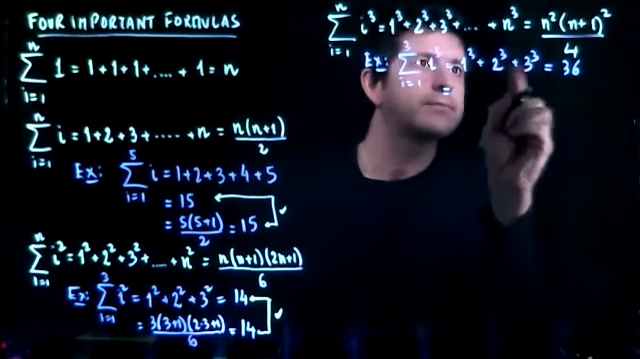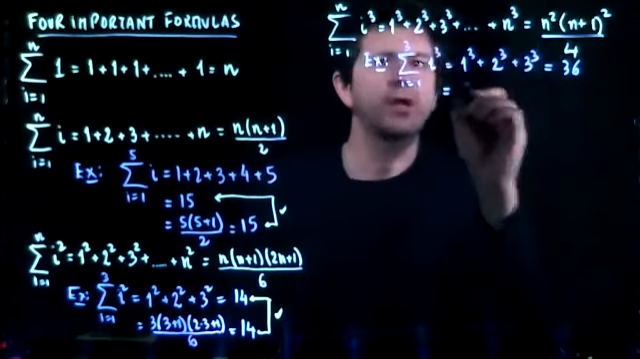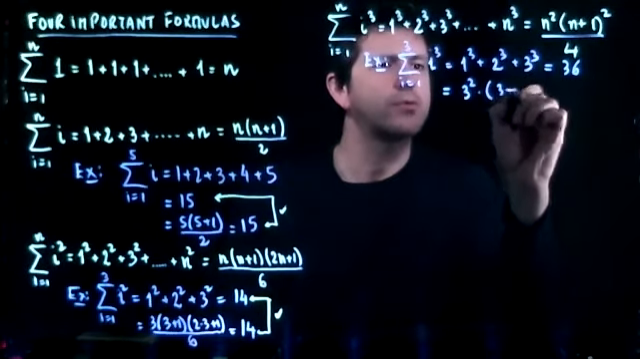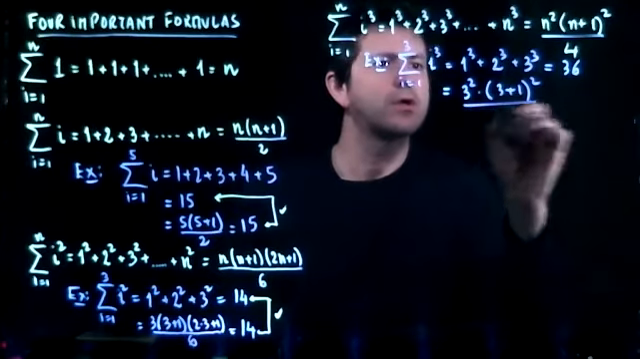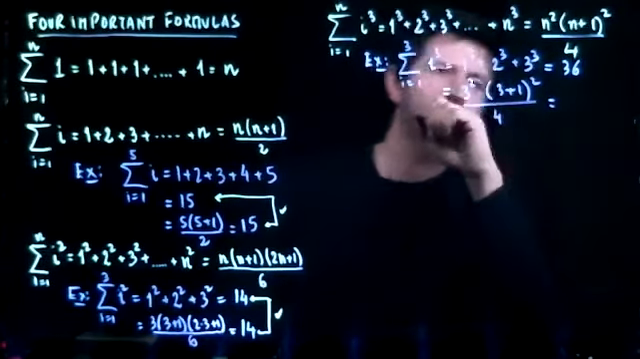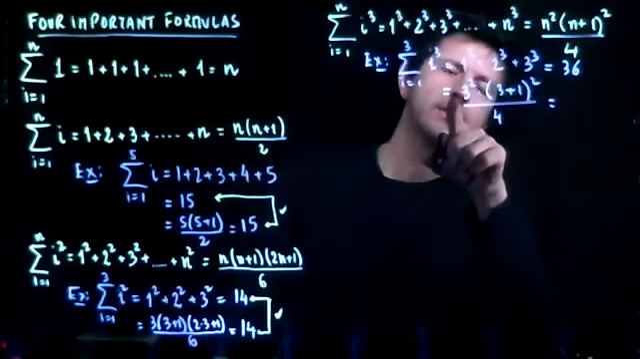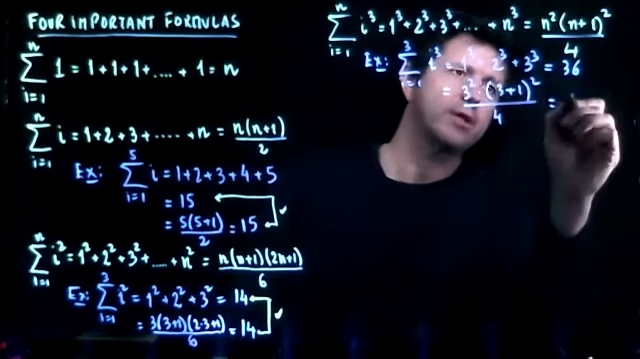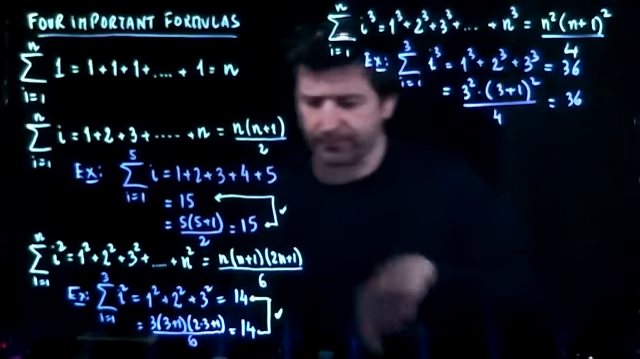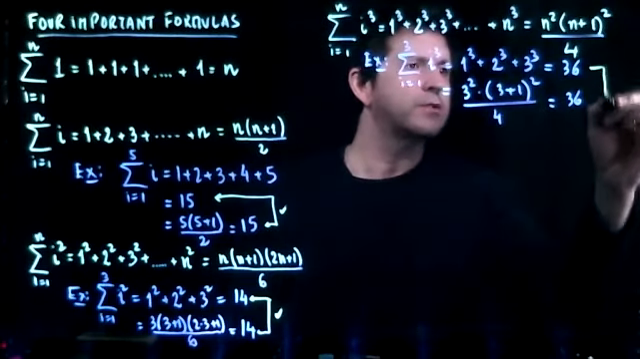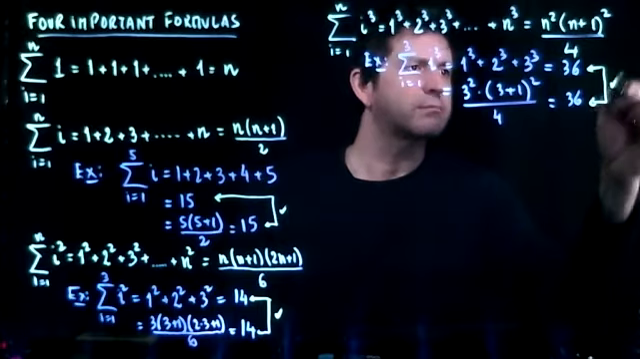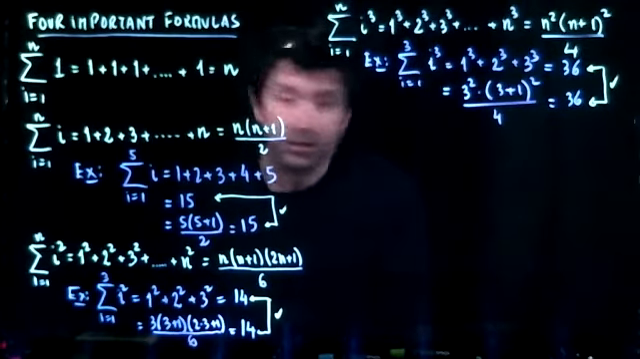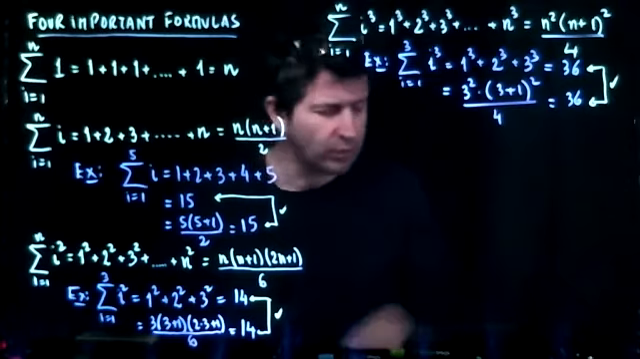Let's use the formula here. So n squared, so 3 squared, times n plus 1, so 3 plus 1 squared over 4. So I get 9 times 16 divided by 4. I'm going to get exactly 36 again. So again, this works. You checked. Again, that's not a proof, but at least we did a spot check and it worked.